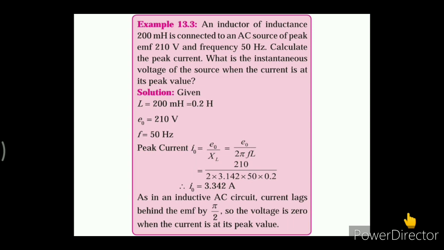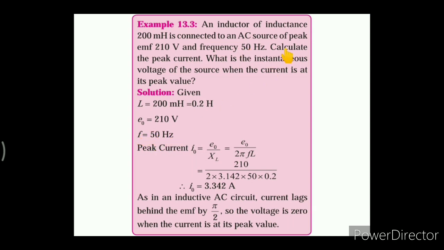Here, first of all, it is given that the inductor having the inductance L is equal to 200 millihenry. We convert it into Henry by multiplying by 10 raised to minus 3, so we get the value as 0.2 Henry. Next, the alternating source of peak EMF E0 is given as 210 volt, and the frequency F is given as 50 Hertz.